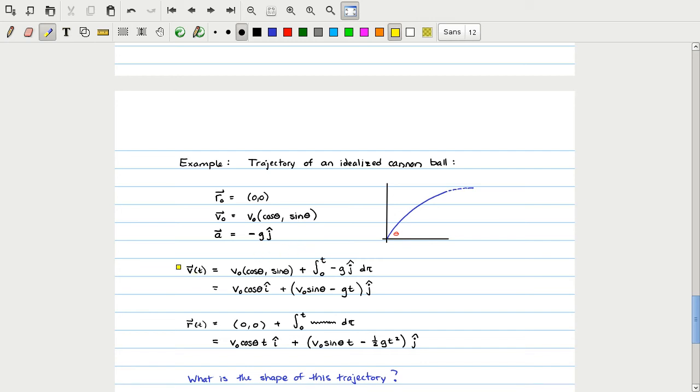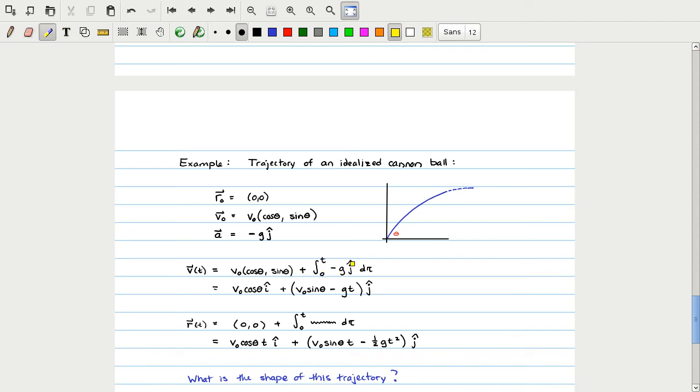We now integrate. The velocity is the initial velocity, given here, plus the integral of the acceleration from 0 to t over some dummy variable tau. And I should have said earlier, this illustrates why we need the initial condition, because when t equals 0, this integral gives us nothing, and so the constant needs to be equal to the initial velocity.